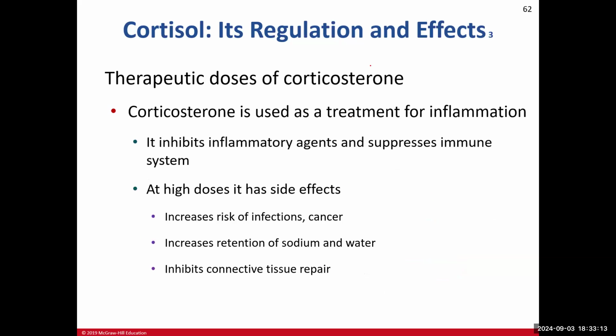So when you go in and you get a shot of cortisone, has anyone here ever had a shot of cortisone for whatever reason? Okay. Yeah, for various things. It could be knee injury, back injury. Which was it? Your ankles?